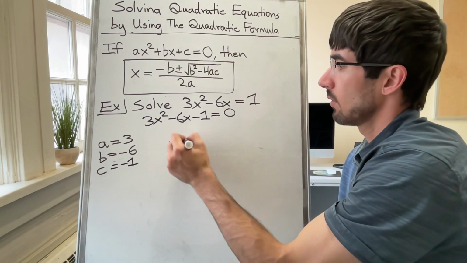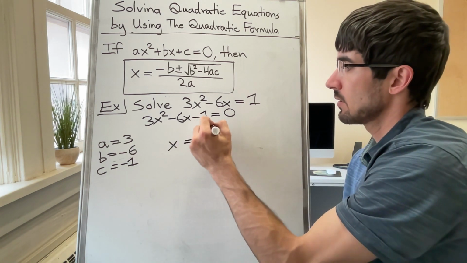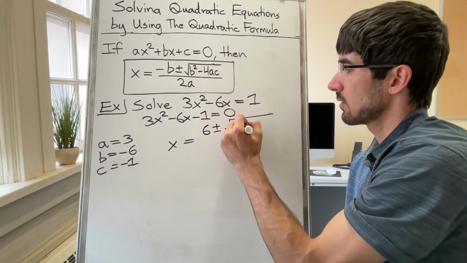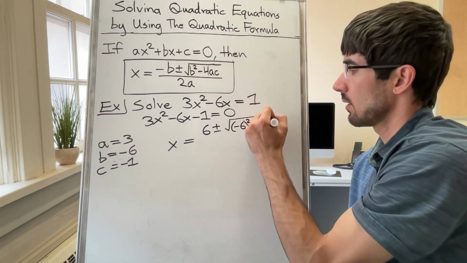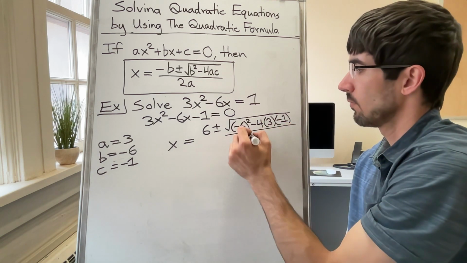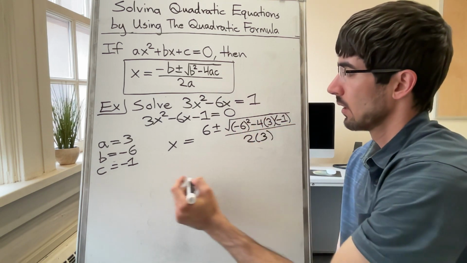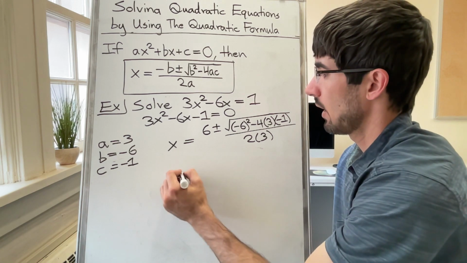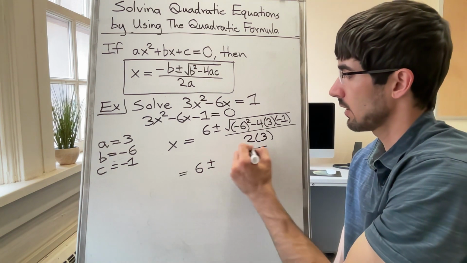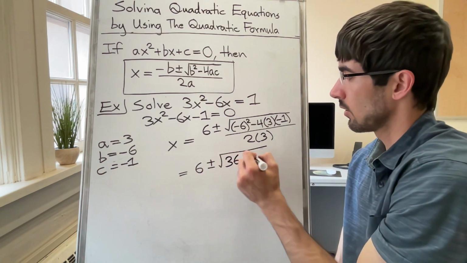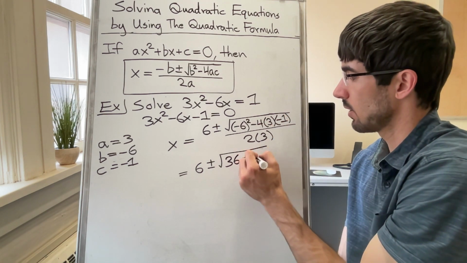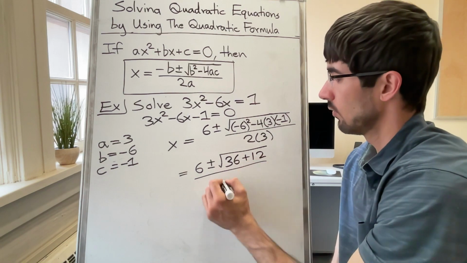So what's our result? What's our solution for x? Well, it's the opposite of b, so I'm going to say positive 6 plus or minus the square root of b squared minus 4 times a times c, all over 2a. So once again, let's fully simplify this result, starting within the radical and working our way out. So 6 plus or minus 36, and then I do the multiplication. Negative 4 times 3 times negative 1 is positive 12, and that's over 6.